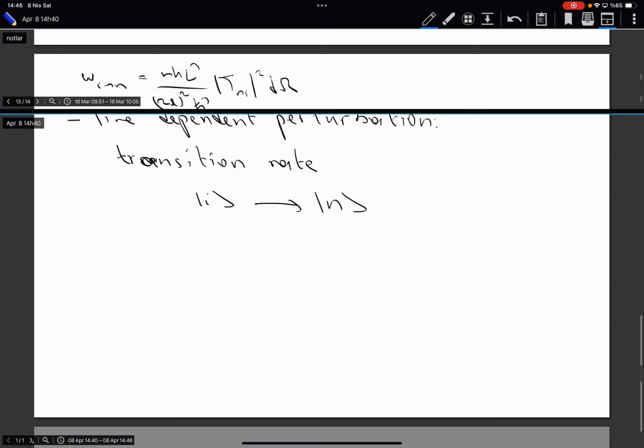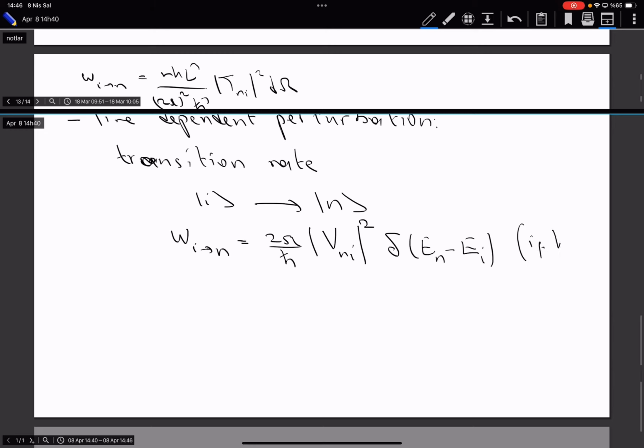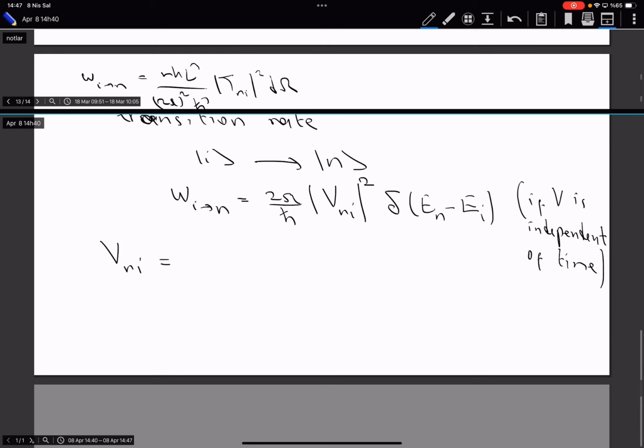And one of the results we had obtained, at least in first order perturbation theory, was this transition rate was given by 2 pi over h bar |V_NI| squared, and there's the energy conservation delta function. This is if V is independent of time. And this V_NI was the matrix element of the potential.